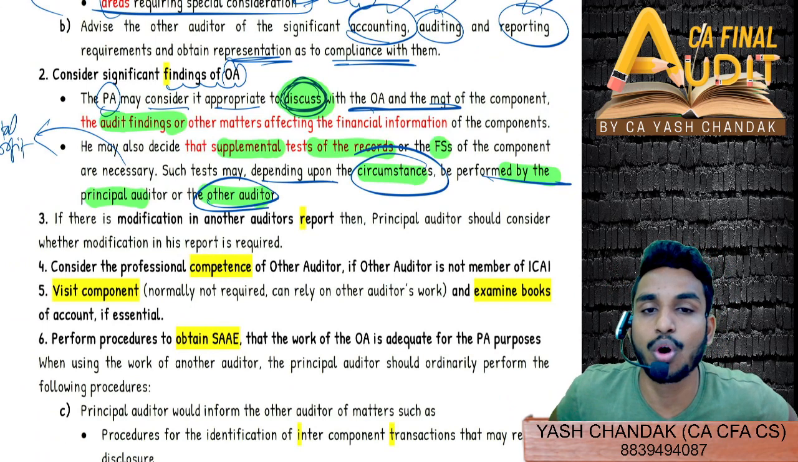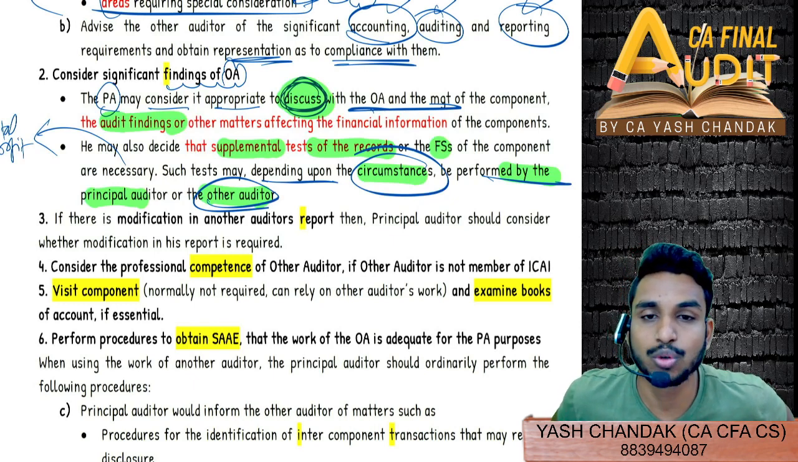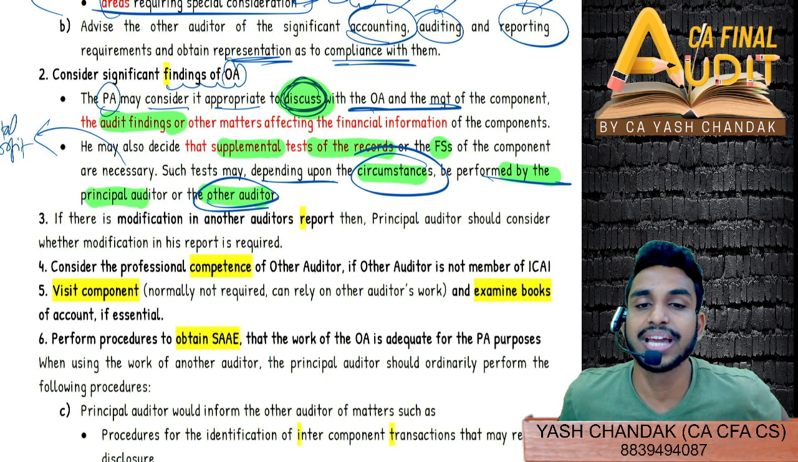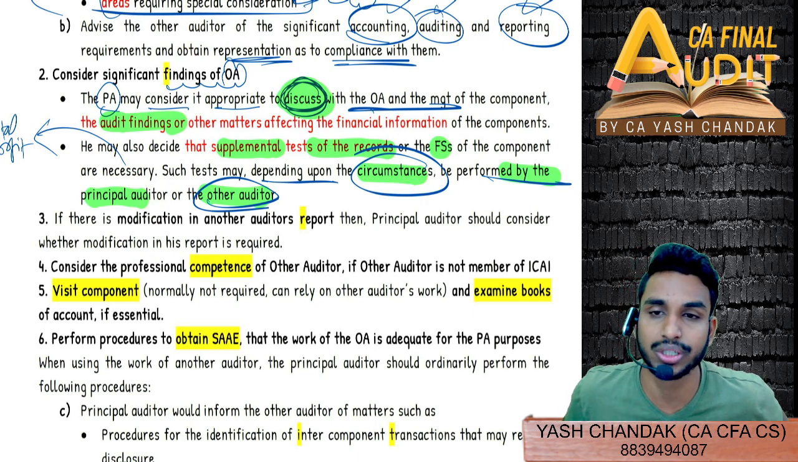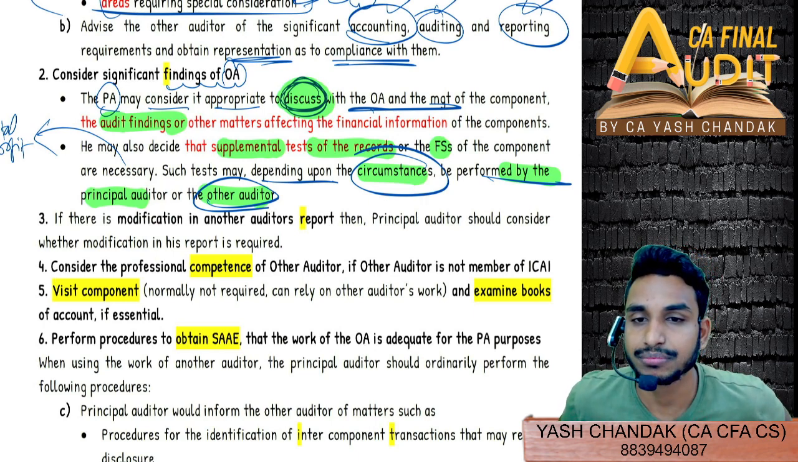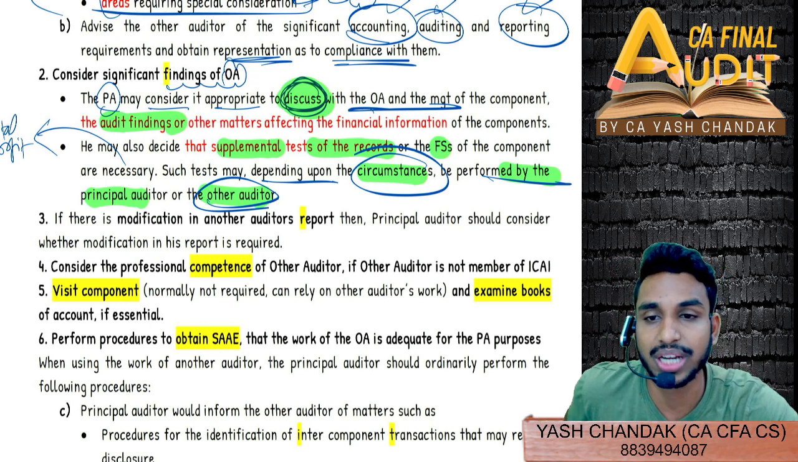Supplemental tests of the records or the financial statements of the component. So any test that you find you need to carry out for the purpose of determining the component's breach or whatever be the case, that will depend upon the circumstances and be performed by the principal auditor or the other auditor. Okay.